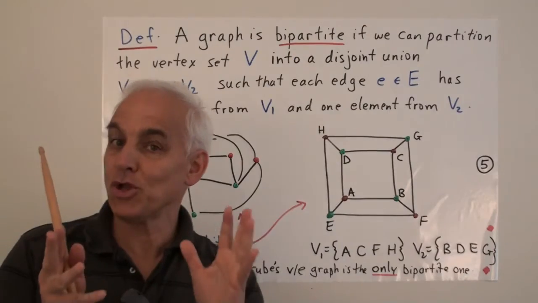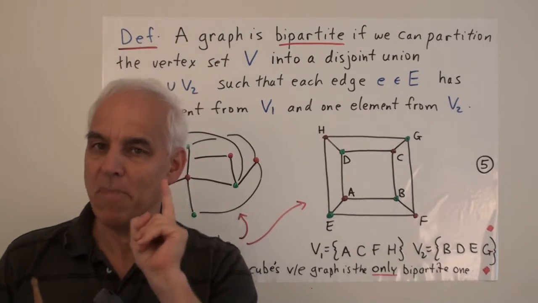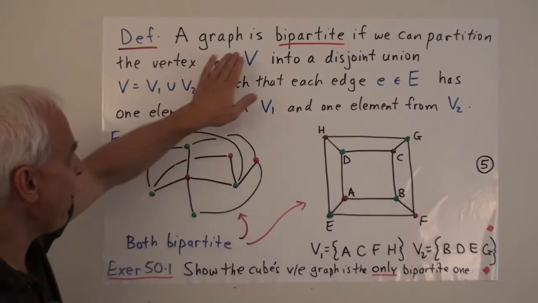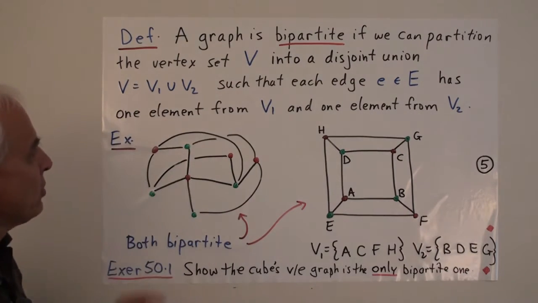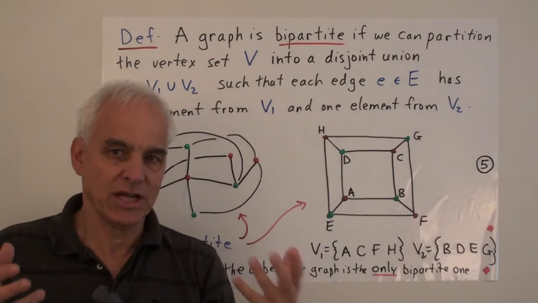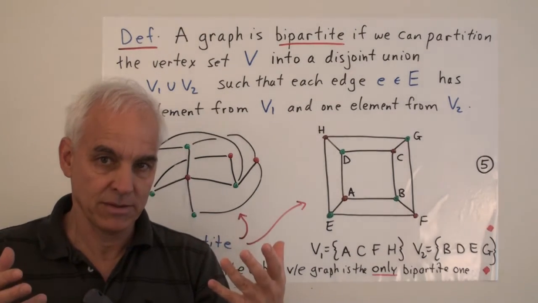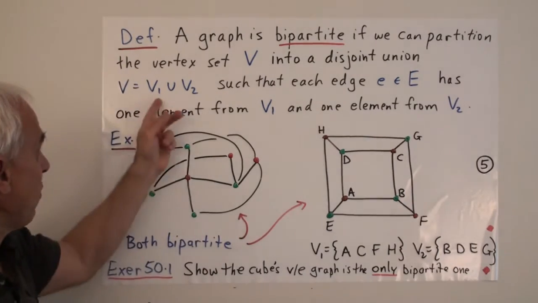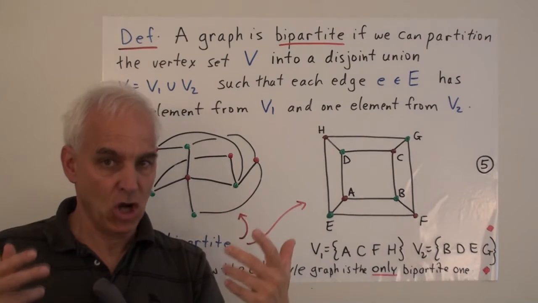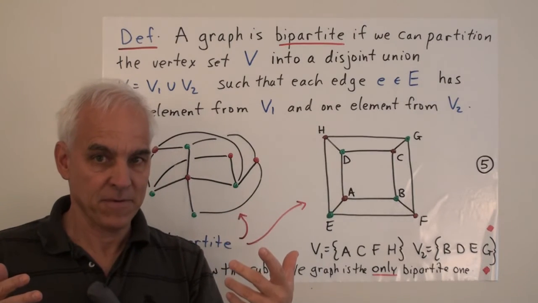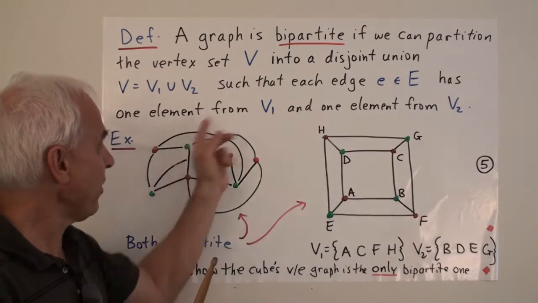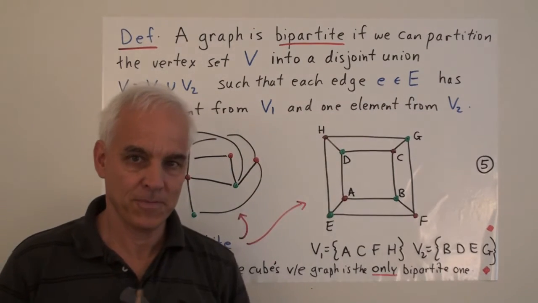Now there's a special kind of graph called a bipartite graph that I want to define. So a bipartite graph is one whose vertices V can be partitioned into two disjoint subsets, say V1 and V2, that have the property that every edge of the graph connects one element of V1 with one element from V2.